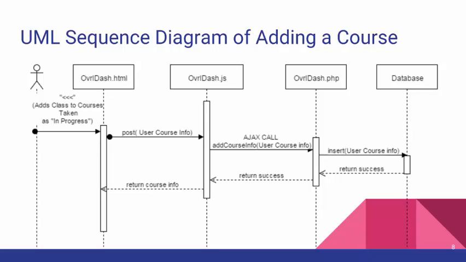What we have defined as adding a course is changing a course from the needed table to the taken table, with a grade of IP for in progress. After pressing the corresponding arrow button, the information of the clicked course is grabbed from the HTML, and then an AJAX call is what updates the course info in the database. Upon success, the HTML page refreshes with the correct information.